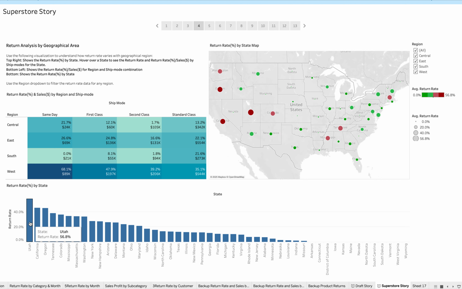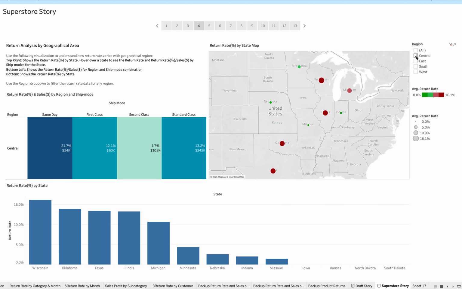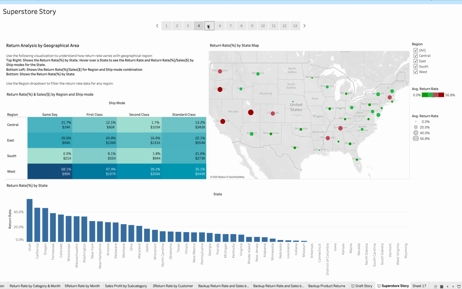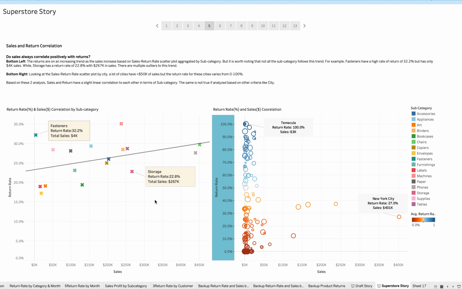Now the lower chart shows the bar chart for return rates by state. You can change different reasons to see how the reason is in terms of return rates and sales, total sales. Moving on to the next slide. This slide is to understand the sales and return correlation.